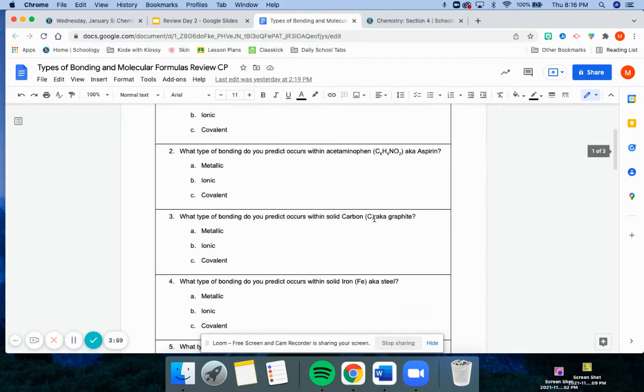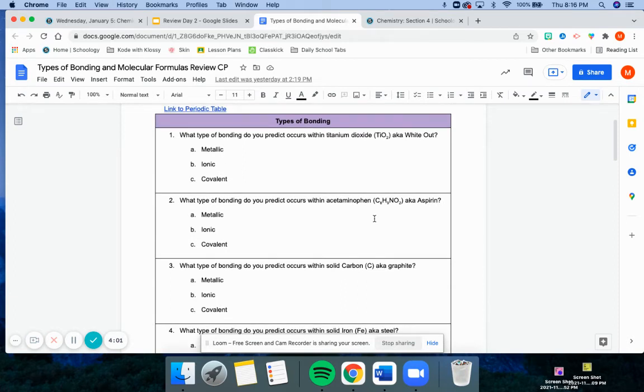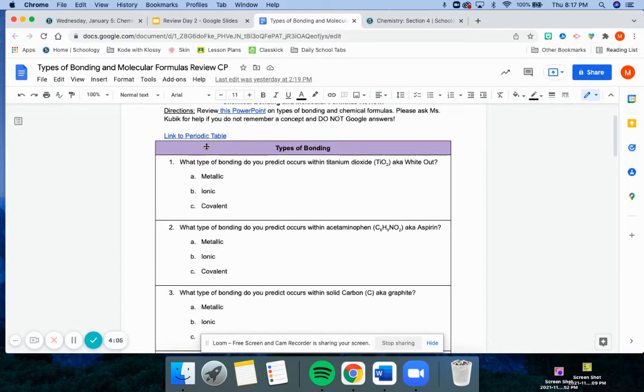In class, we went over the first question of each table together, so I'm going to do that in this video as well. If you're in the honors class, your worksheet looks slightly different, but the questions are the same. So the first question right here under types of bonding is, what type of bonding do you predict will occur within titanium dioxide, which is the chemical compound most prevalent in whiteout?